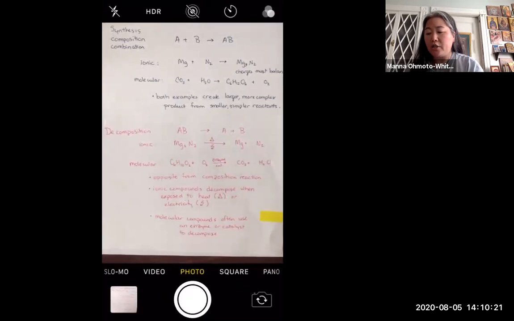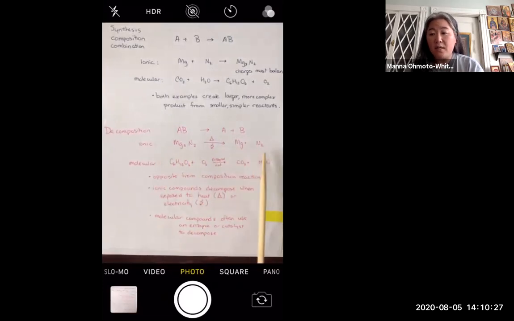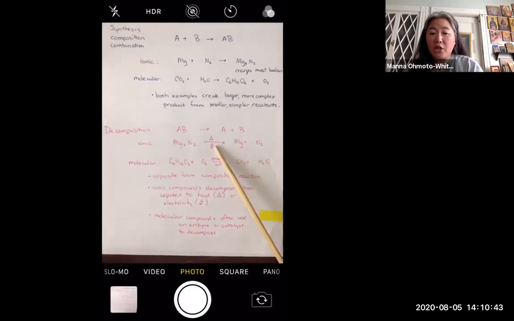aspects of my reaction to be true. So I'm taking my ionic compound, magnesium nitride, and I'm creating magnesium and nitrogen. Again, it's not balanced. But what you see over this arrow is a triangle or a zigzag lightning shape. These are 2 things that tell you that this reaction must be done under certain conditions, and the triangle means heat, so I have to heat this compound up, or I have to zap it with electricity.